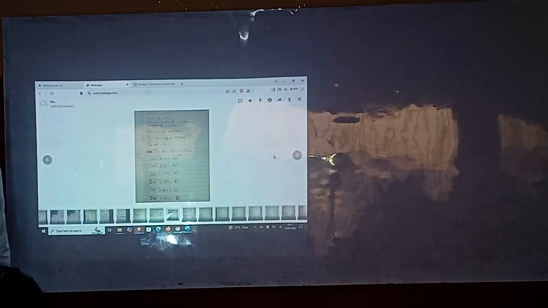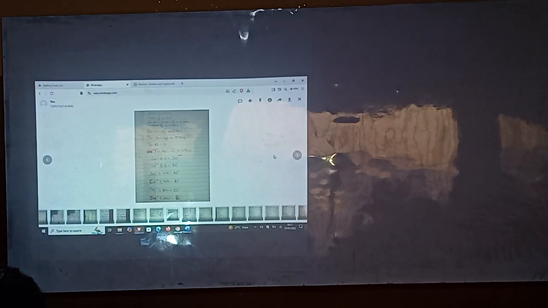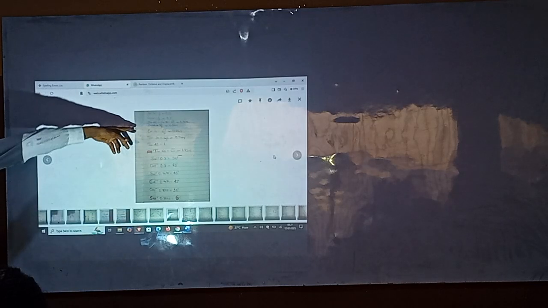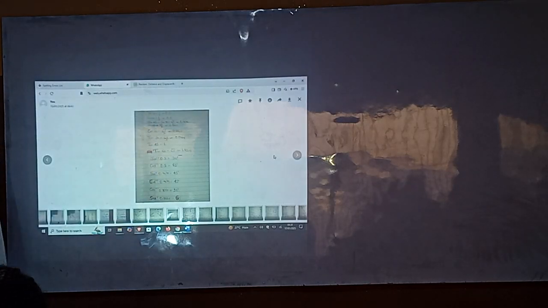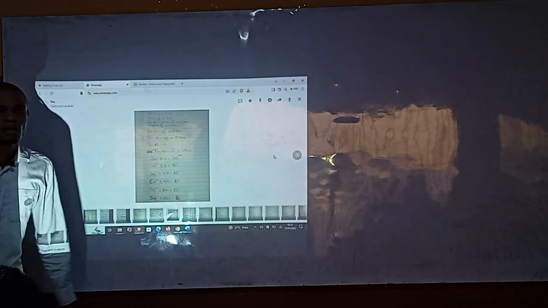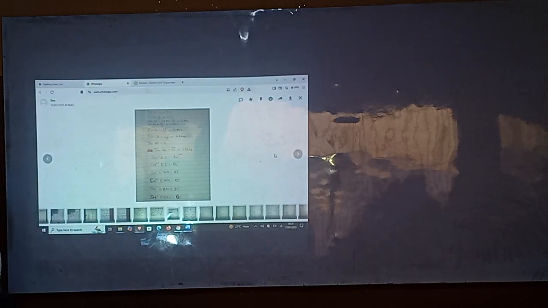Because can you see the board? Is clear, right? What was this? Okay, and it's clear there also.